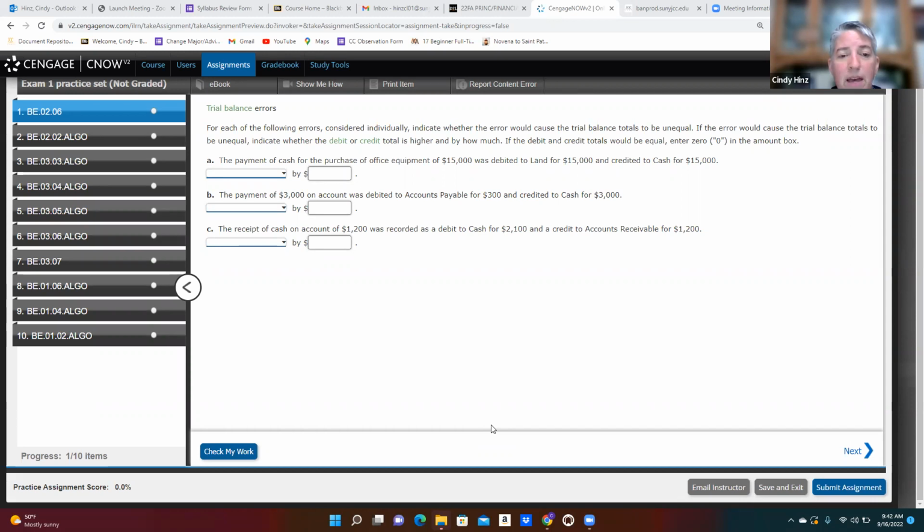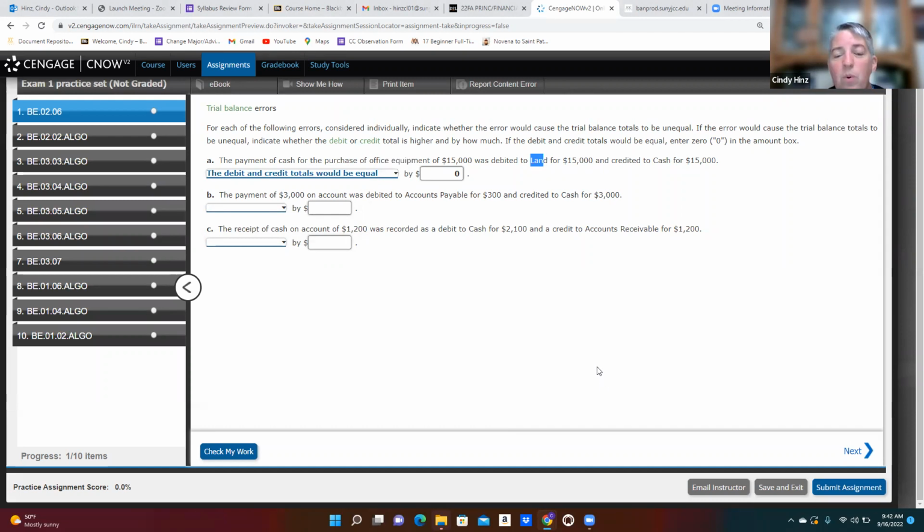So the payment of cash for the purchase of office equipment of $15,000 was debited to land for $15,000 and credited to cash for $15,000. So since they are the same, the debit of 15 and credit of 15, it would not show up in the trial balance, but clearly it's wrong because it was office equipment, not land.